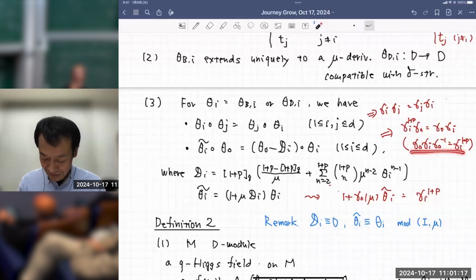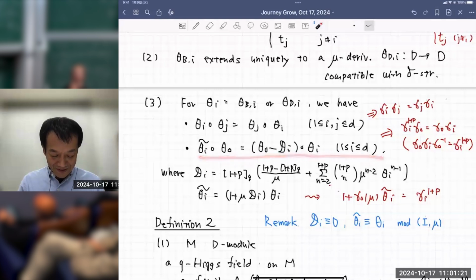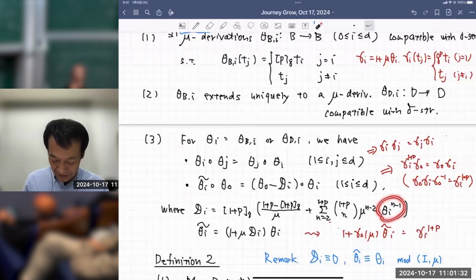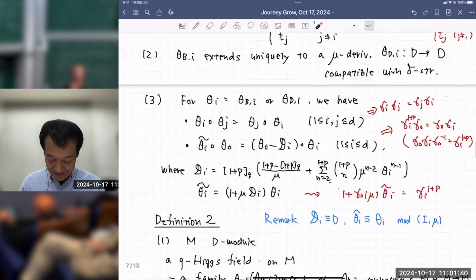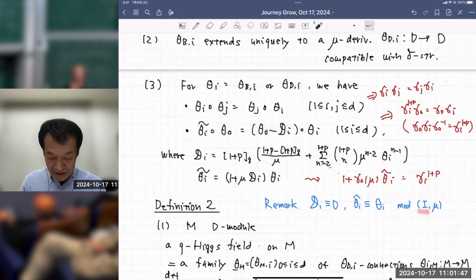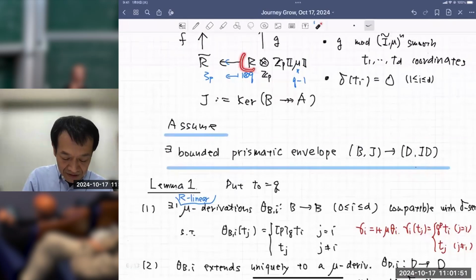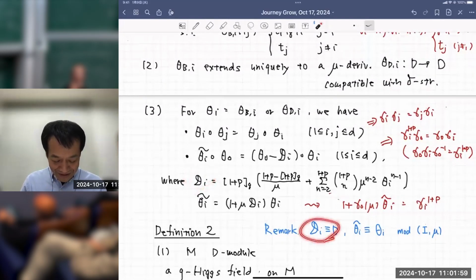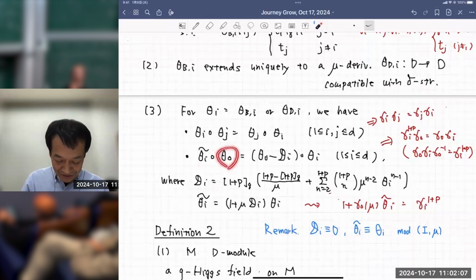Yeah, because of this non-commutative relation, it's not so easy to understand. And so 1 and 2 are easy to study, but for this one, a high power of theta i appears, so we need some work to check this relation. And I have one remark that this relation is complicated, but if you take the reduction modulo I and mu, so I is in the base, I is here and mu is here, and if you take the reduction modulo I and mu, then this strange operator disappears, and so theta i tilde becomes theta i, and so theta 0 and theta i become commutative. Yeah, and so we just have a commutative relation.